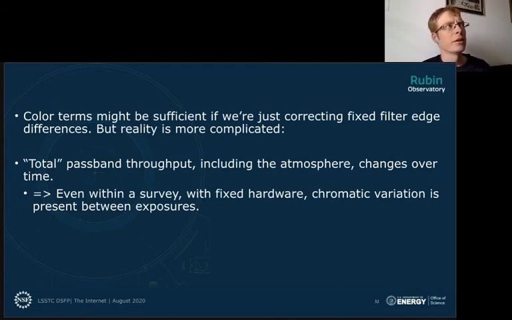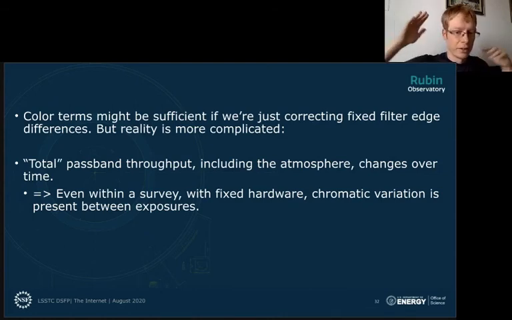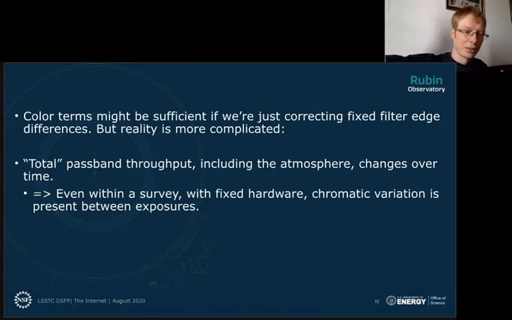But to do really high precision photometry, it turns out that there's more complications than just making the filters match each other. It turns out that the total throughput through the entire system, including the atmosphere, is really time dependent. And so even within a single survey, even within LSST, there's going to be variations in the spectral dependence of the throughputs from night to night, and even within a night we expect this variation.